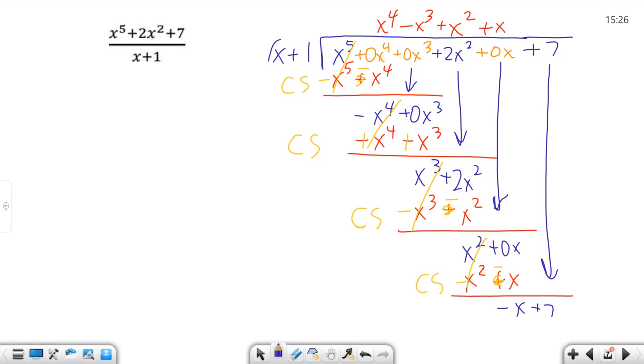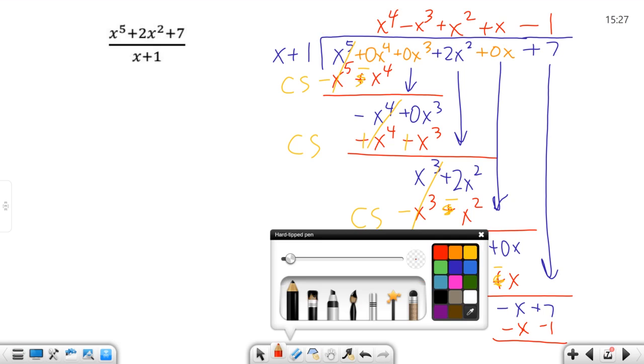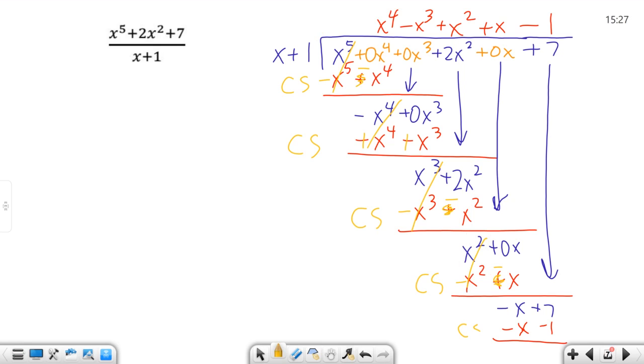And then I say, what do I multiply by x to get negative x? Negative 1. Negative 1 times x is negative x. That's why I did it. And then negative 1 times 1 is what? Negative 1. And then I do what? Change those signs. Plus, plus, that cancels. 7 plus 1 is 8. And that 8 is my remainder.